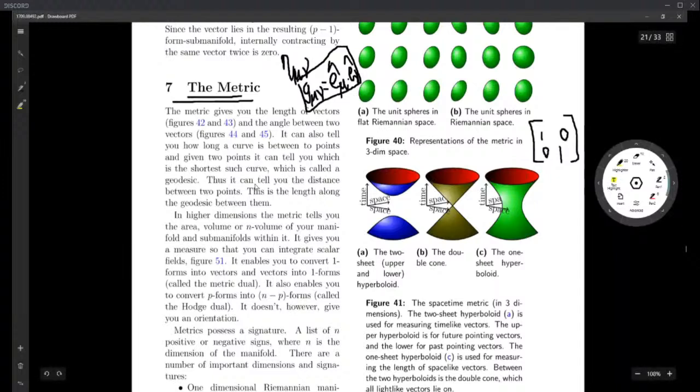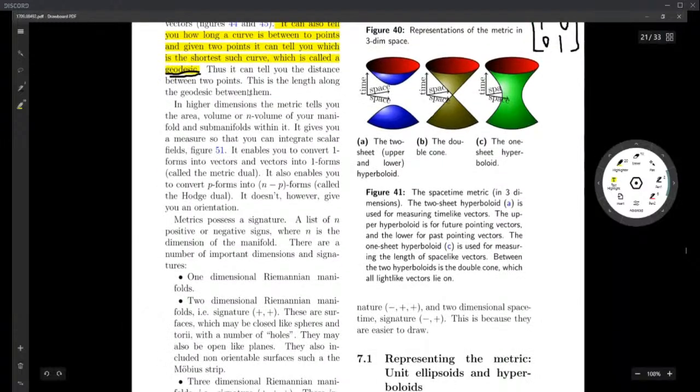There's another interesting thing. It can tell you the distance between 2 points, but it does so by something known as a geodesic. Very weird term, very interesting term. Let's keep this geodesic in mind for what we're about to see next. If you want to know the distance between 2 points, it's basically the length along the geodesic between them. Let's just keep that in our head for a second.